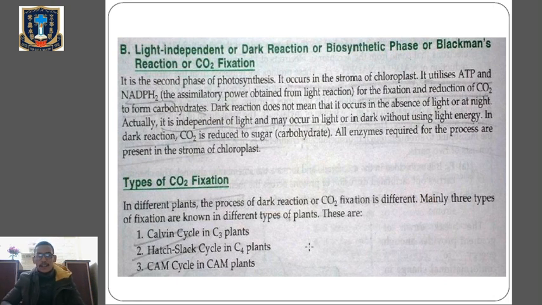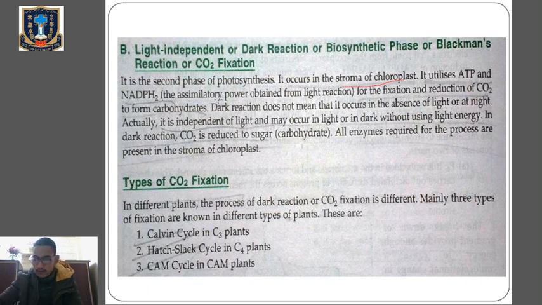This light independent reaction or the dark phase of photosynthesis occurs in the stroma of the chloroplast. Clear? It utilizes the ATP and NADPH for the fixation and reduction of carbon dioxide to form carbohydrates.